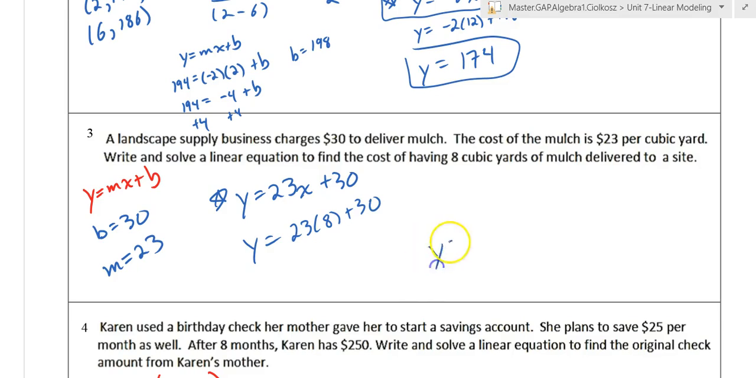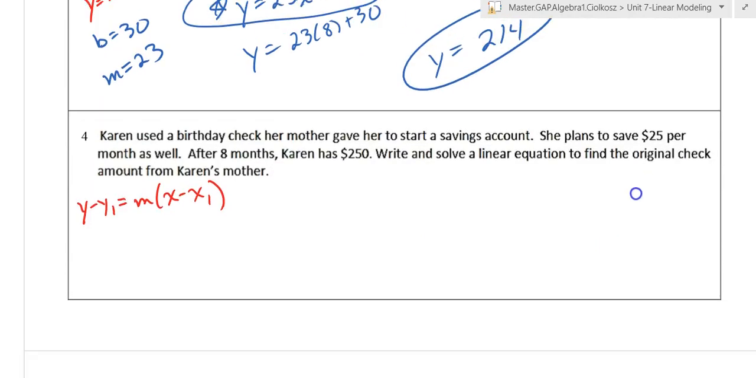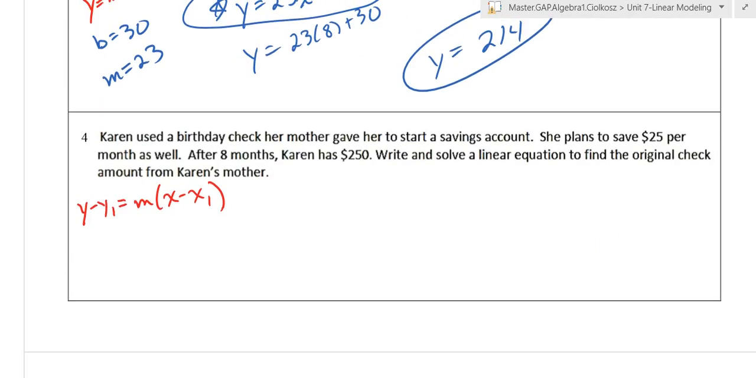So our answer, y is equal to $214. For our last one here, Karen used a birthday check her mother gave her to start a savings account, and she plans to save $25 per month. So I know I have a slope, and then I have one example. What that means is I'm in that point-slope type form.